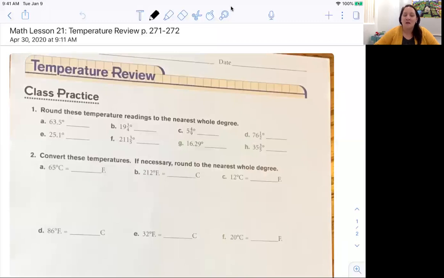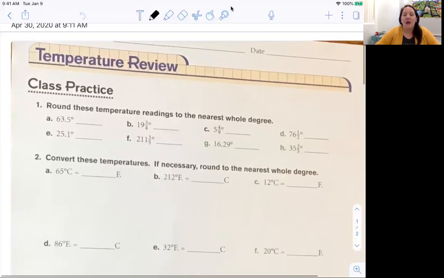Hi guys, it is Tuesday of week 6 and today we are going to be doing a temperature review. So have your books open to page 271 to 272 and we'll just go ahead and get started. We're not going to be doing a whole lot of review up front because throughout the page today, it's going to be review. So let's look here.